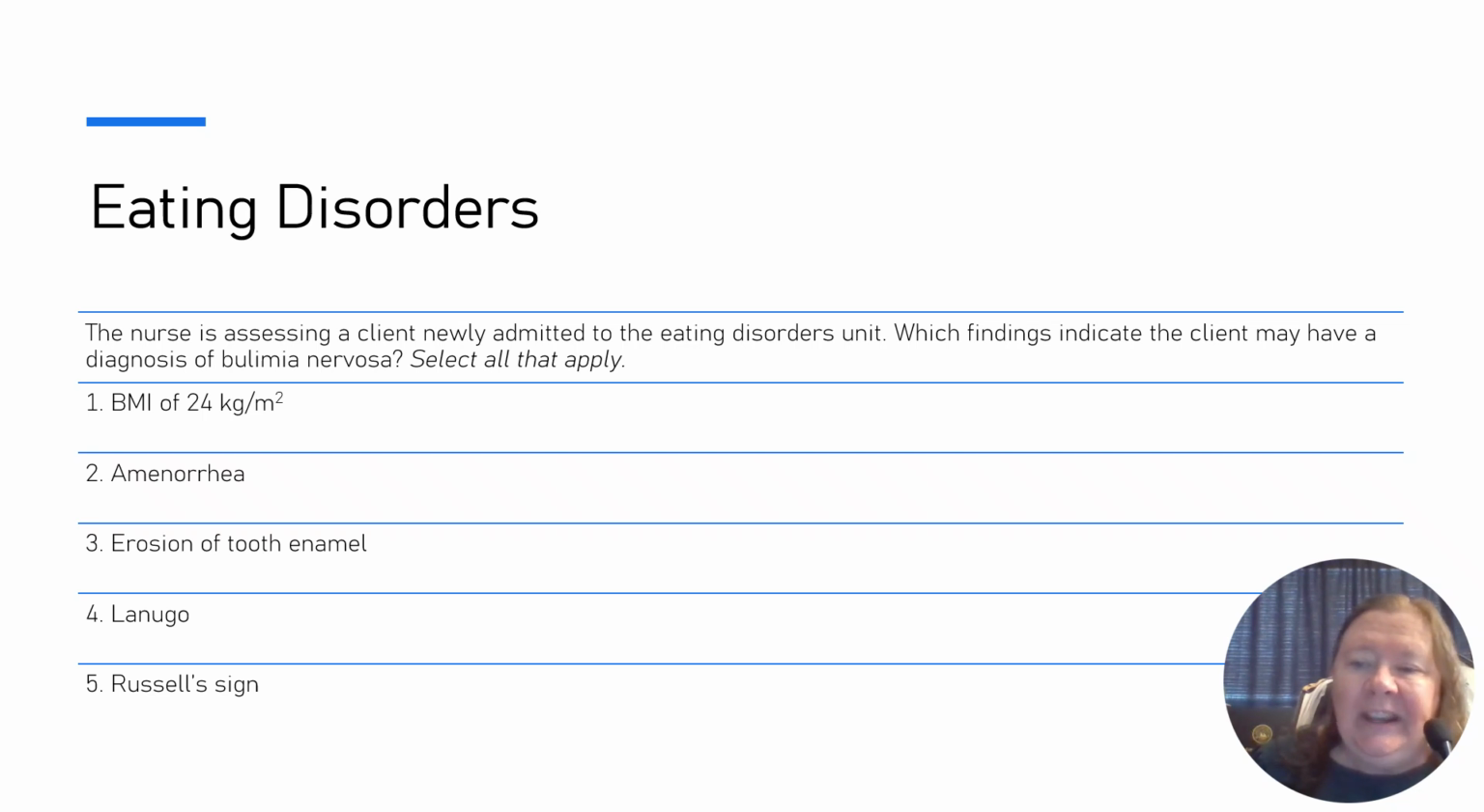Russell sign is an indicator of purging and is characterized by calluses on the dorsal surface of the hands, typically the knuckles. Why do you think the calluses form on the dorsal side of the hand? Think of the hand going into the mouth. What's hitting the hand when you're putting it in your mouth? Your teeth. Your teeth are going to continuously hit the dorsal side of the hand, and that's going to cause the calluses. All right, next one.